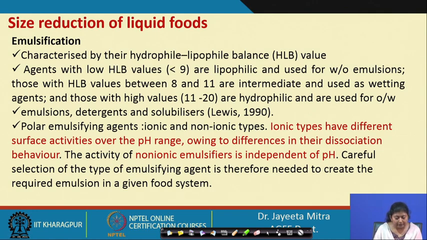Now, polar emulsifying agents may also be ionic and non-ionic types. Ionic types have different surface activities over different pH ranges, owing to the difference in their dissociation behavior. However, the activity of non-ionic emulsifier is independent of the range of pH. We need to carefully select this emulsifying agent to create the required emulsion in a given food system. So, choice of emulsifier is based on the type of the product, and that is very important.